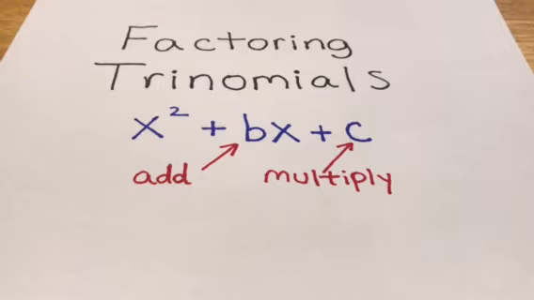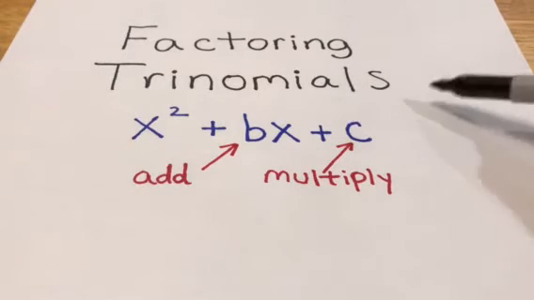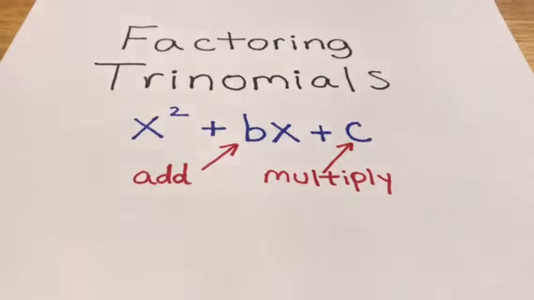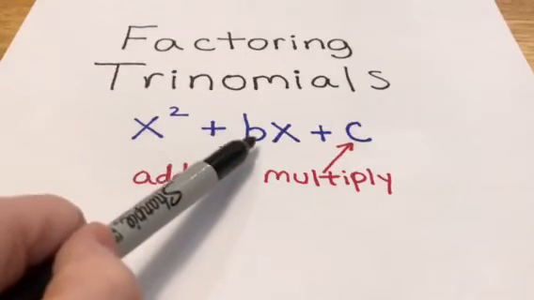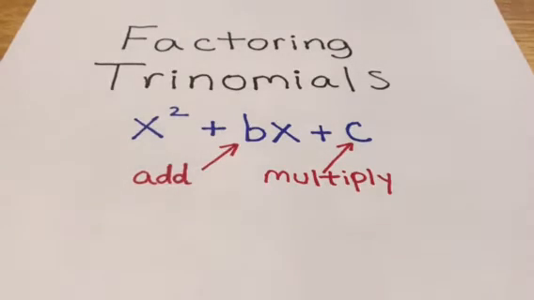Now, if you're wondering what a trinomial is, it's basically a polynomial with three terms. You can see the tri in the name. So what we're going to do is find two numbers, guys, that multiply to the n number, which is the c over here, and those same two numbers need to add up to the middle number. This is the number that's going to be in front of the x.